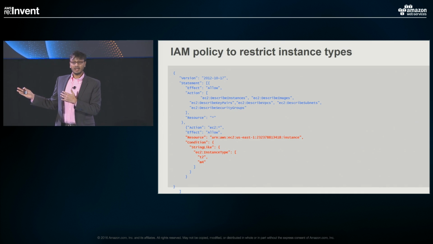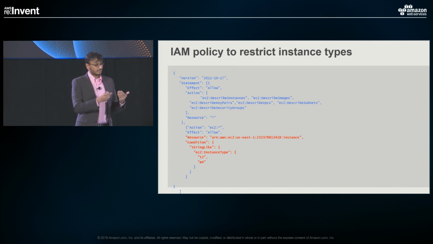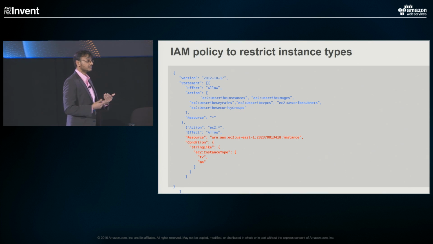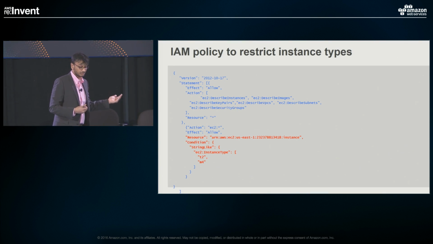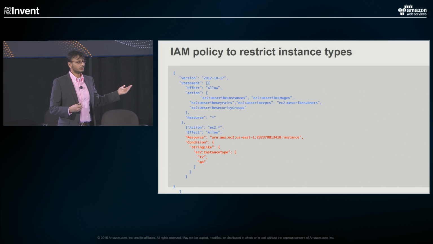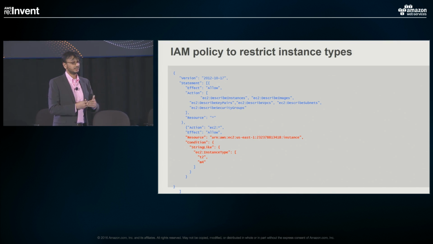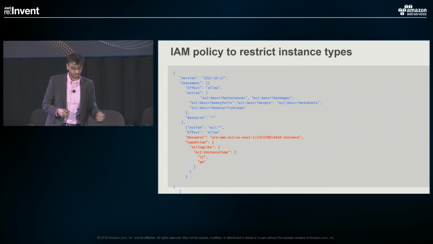Now, IAM is another way. So remember I mentioned people using the wrong instance type? In this case, as an example, you can only provision T2 and M4 type instances. So you don't have the expensive instances being part of the IAM policy. So you prevent people from doing bad things.